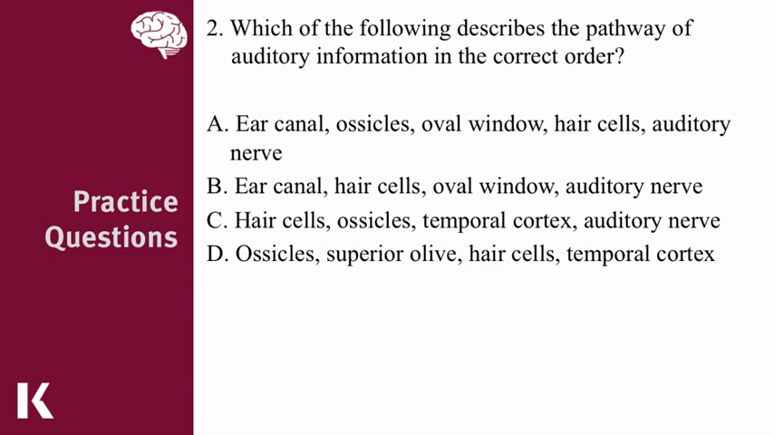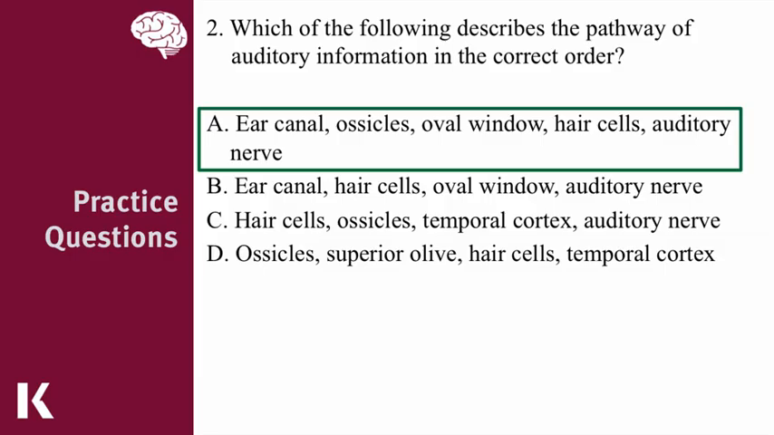We can also attack questions which ask us to identify the correct order of the auditory pathway. And the correct answer is A. The ear canal is part of the outer ear, the ossicles and oval window are part of the middle ear, and the hair cells and auditory nerve are part of the inner ear.